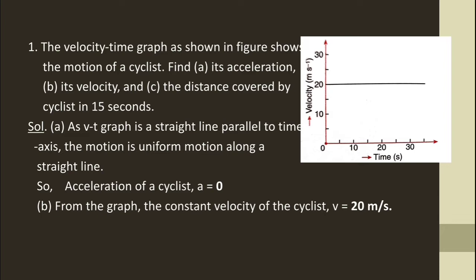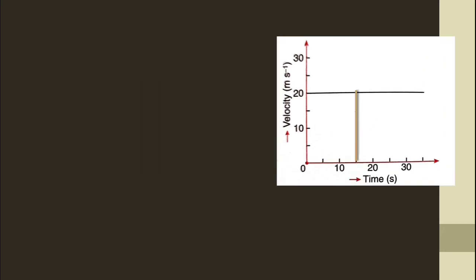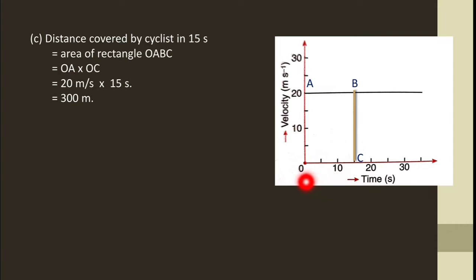In the third part, we have to find the distance covered by the cyclist in 15 seconds. Now students, you know that the area under the velocity-time graph gives the total distance covered by an object or the magnitude of displacement. Since in this problem we have to find the distance covered by the cyclist in 15 seconds, first we draw a line parallel to the velocity axis from the time corresponding to 15 seconds. As you can see, the line BC represents a parallel line to the velocity axis from time t equals 15 seconds. And this line BC encloses the area OABC, which is a rectangle.